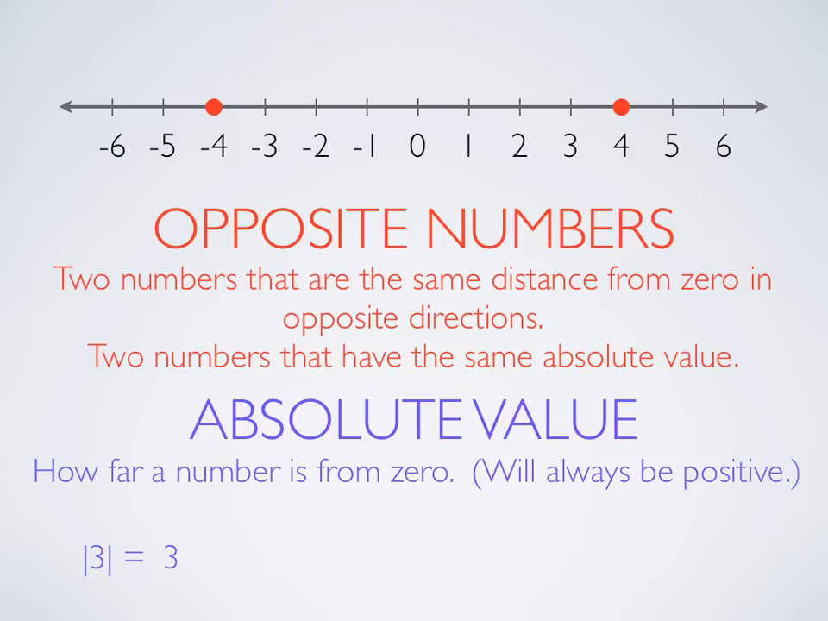So let's try another one. This time we have the absolute value of -3. And again, -3 is also 3 spaces away from 0. 3 and -3 are opposite numbers. They're the same distance from 0, so they're going to have that same absolute value. The absolute value of 17 would be 17. It's 17 spaces away from 0. Just like -17 would also have an absolute value of 17. It's just 17 spaces to the left of 0 in the negative direction. And the absolute value of 0, well, you might have guessed, is 0. 0 is 0 spaces away from 0.